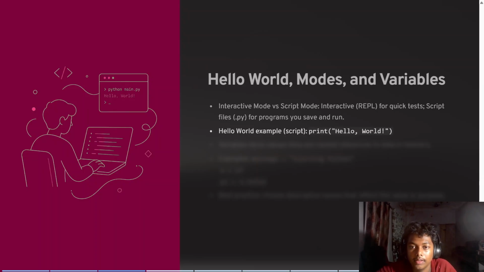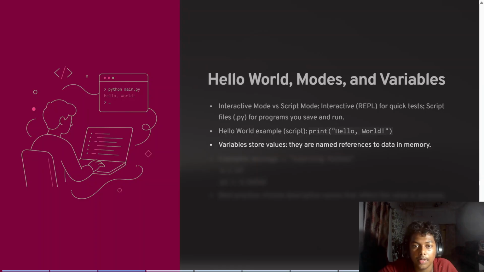Hello world example, it's a script. Print hello world. Like I already explained, whatever is inside the brackets will be printed. A variable stores a value. They are names referring to data in memory. It's like a container where you store something inside it, and you will be accessing that to print it.